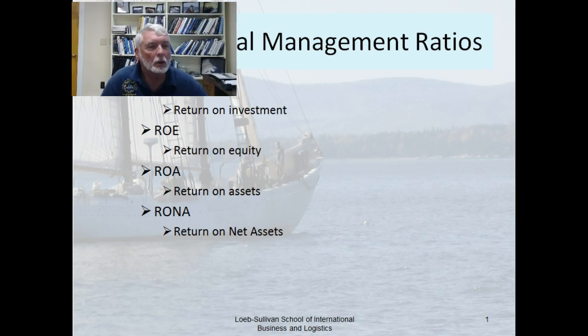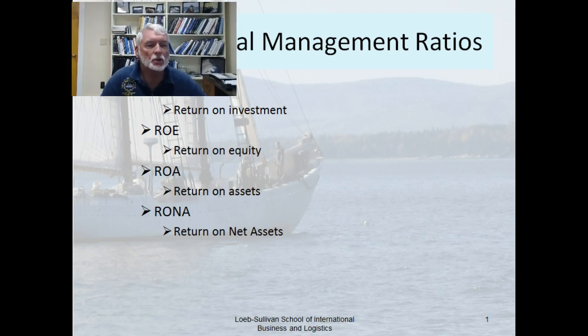So, return on investment: I'm going to buy a new ship for $10 million. My investment is $10 million. But maybe I only provided $1 million of that capital and the other $9 million was borrowed. The $1 million of capital I provided is my equity. So in that case, if I provided $1 million in equity and my return was $1 million, then I have a 100% return on equity, while only a 10% return on investment.